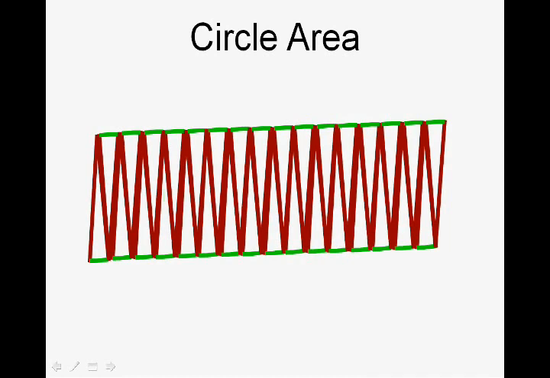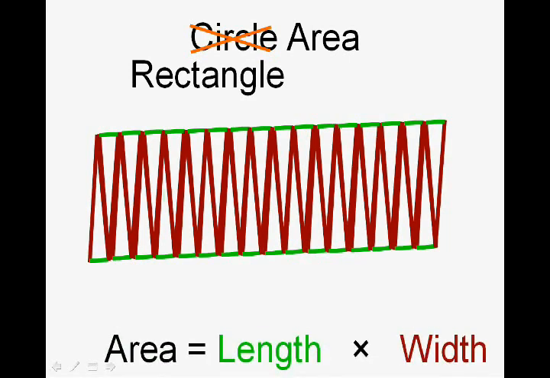Hey, wait just a minute. It's not a circle, but it forms a rectangle. Now, a rectangle's area, we know how to do that. The area of a rectangle is length times width. Of course, we'll have to know in circle language what the length is and what the width is here.